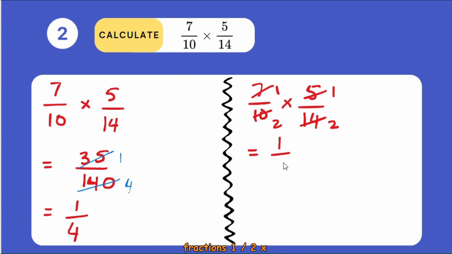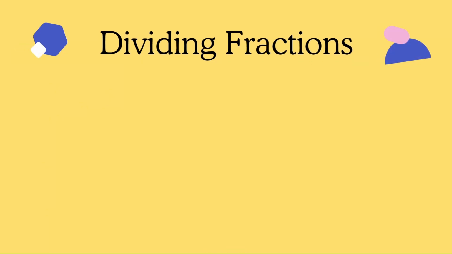So that makes our fractions 1 over 2 times 1 over 2. Now we're going to multiply the numerators together. So 1 times 1 is 1 and 2 times 2 is 4. So our answer is 1 over 4.